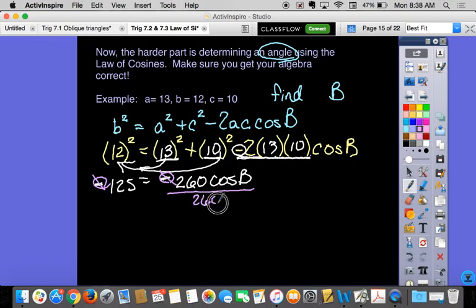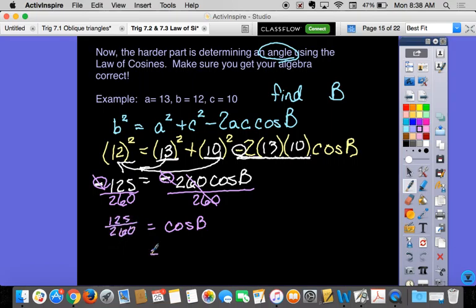We need to divide by 260 on both sides, because now that portion can go out. So I got 125. Well, I tell you what, instead of doing that, think of it this way. Don't we now have cosine B? And we have 125 over 260.